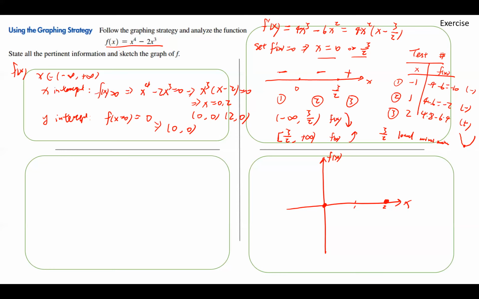So which means that's 3/2, right? This point 3/2, which is this one. This point is where the function starts to increase, right? So first it's going to be decreasing, and then it's going to be increasing. So this is also another interesting point, and we would like to know the value of this function when x equals 3/2. So plugging in, we have a value which is negative 27/16. So let's just plot this point out.